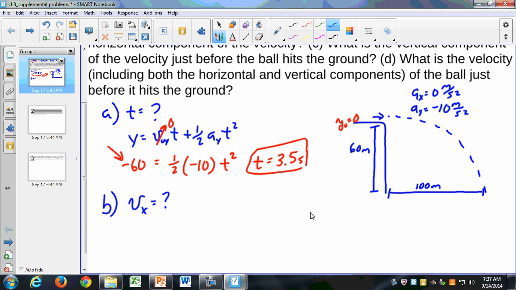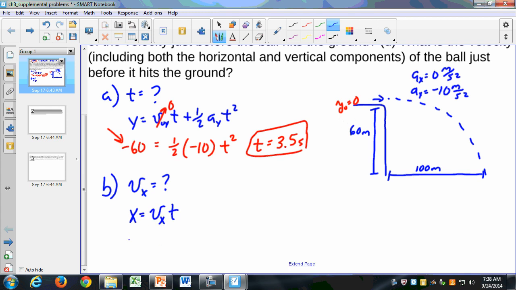All right, what is Vx then? 17.9. No, he travels not 60 meters, he travels 100 meters in the expression, right? 28.6. What did you get? 28. Yeah, so 29 meters per second. So I say x is equal to Vx times t, right? I know x and t, so I just say Vx is equal to 100 meters divided by my time, 3.5 seconds. Let's call it 29 meters per second.